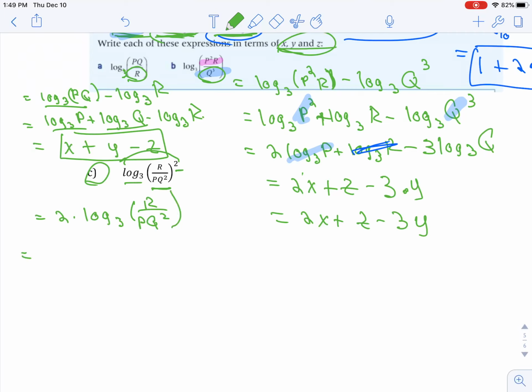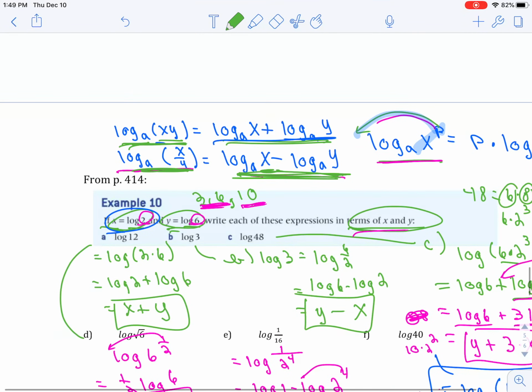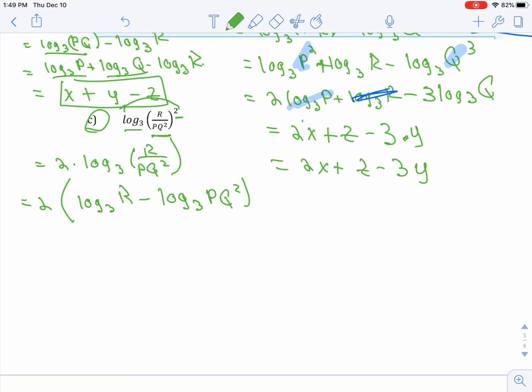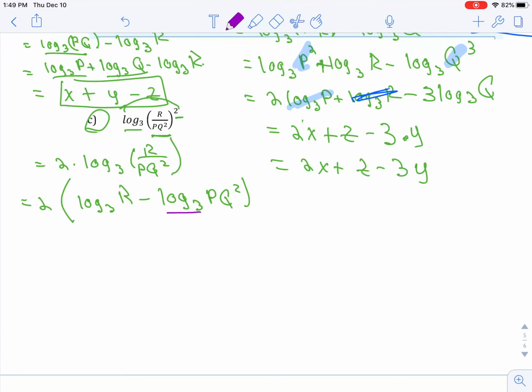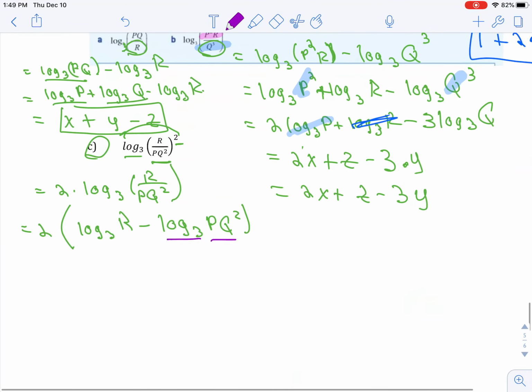All right, then I have 2. Now, this is the log of a quotient, and the log of a quotient is going to turn into a difference. So that's going to have to be times that whole quantity, so I'm going to put parentheses. This will turn into the log base 3 of R minus the log base 3 of PQ squared. Now I look at this and it's still not simplified all the way because I have the log of a product. And the log of a product becomes the sum of the logs.